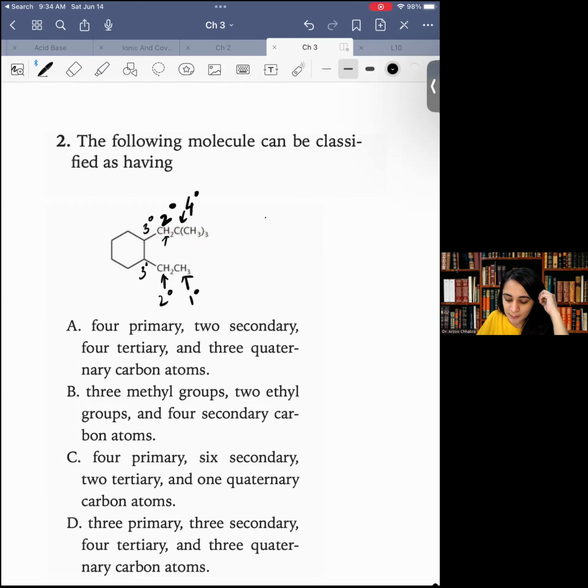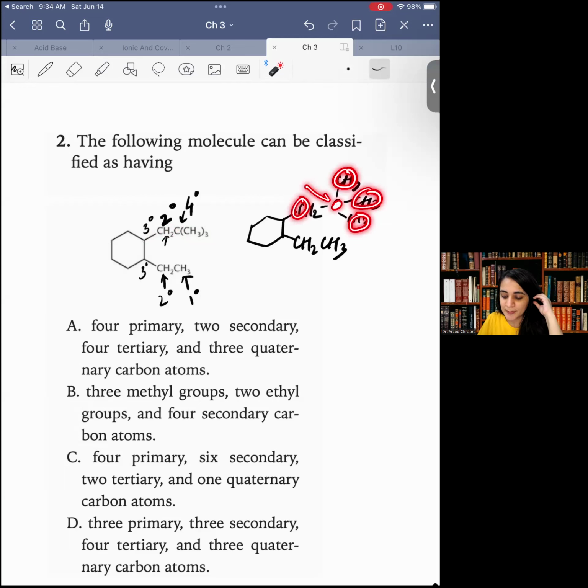And what I really want to do is expand out this molecule because it might look confusing for some students. So I'm just going to say CH2, CH3, and then over here CH2, C, CH3, CH3, CH3. All right, so then this carbon center has 1, 2, 3, 4 carbons attached to it, right?